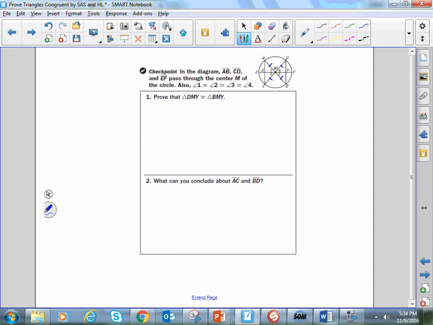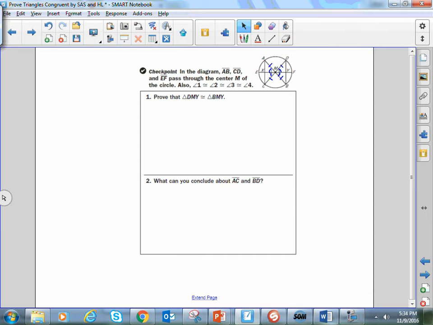And it's giving us that all four of these angles are the same: angle 1 is congruent to 2, is congruent to 3, is congruent to 4. So how can we prove that triangle DMY is congruent to triangle BMY? Well, based on the information that we have, we can say that BM and DM are the same because that was given to us. Same thing with angle 3 and 4.